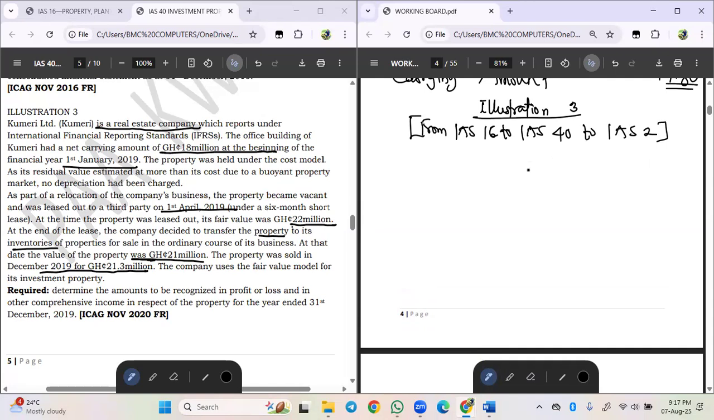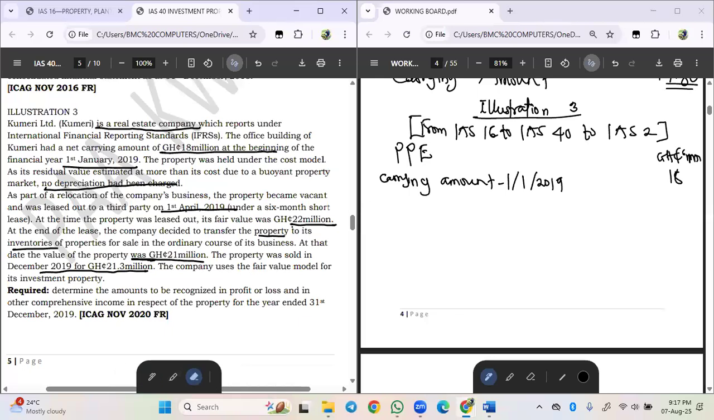Okay, so let's start with what? The PPE. So the carrying amount, although this is not the cost, but that is the carrying amount at 1st January 2019. Let me hold the millions here. That one is 18 million. They said that no depreciation had been charged, although they use the cost model, no depreciation had been charged.